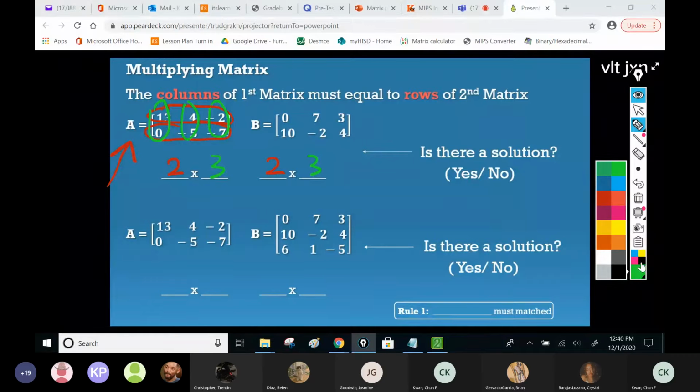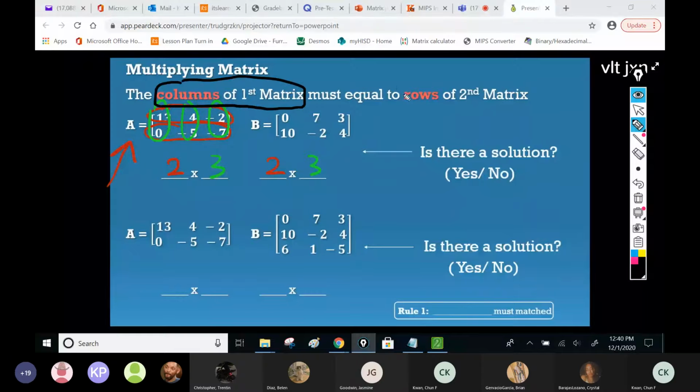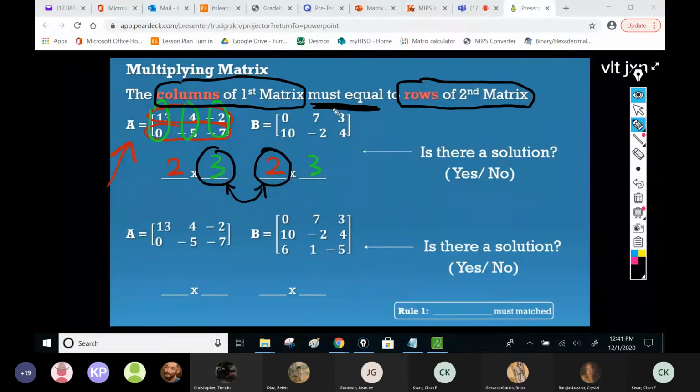And then what you need to do is look at the columns of the first matrix and the rows of the second matrix. So you need to look at these 2 numbers. If they are the same, if they match, then you will have a solution. If they don't match, if they're a different number, then there is no solution. So if the 2 numbers do not match, then there will be no solution.